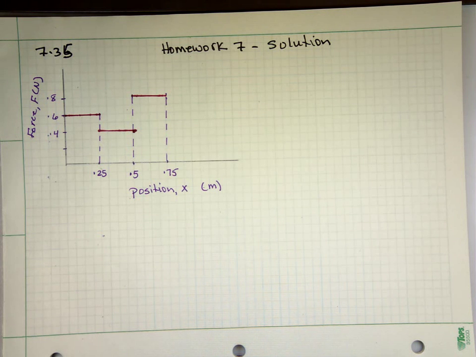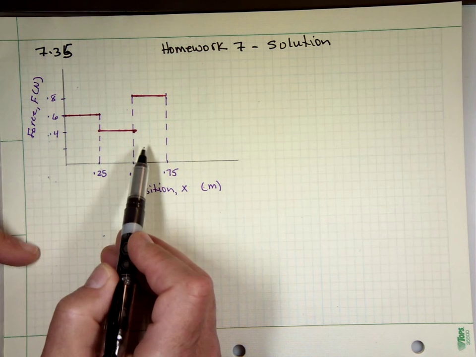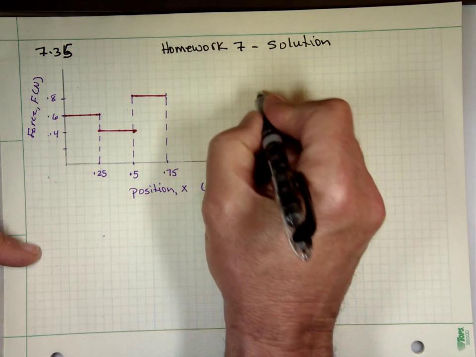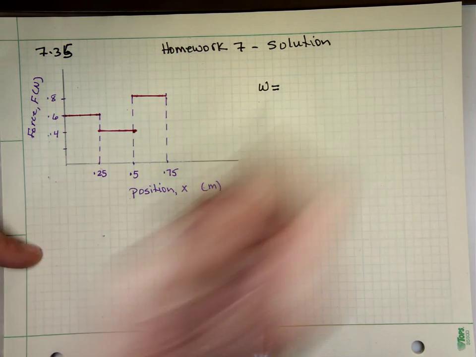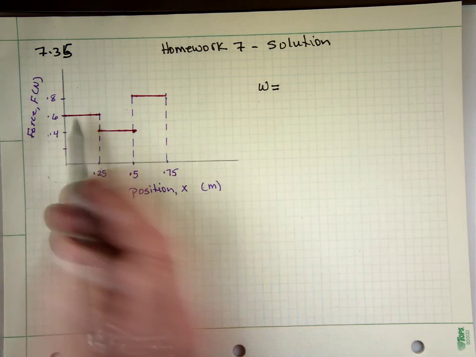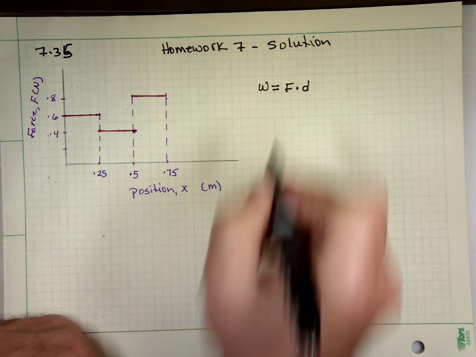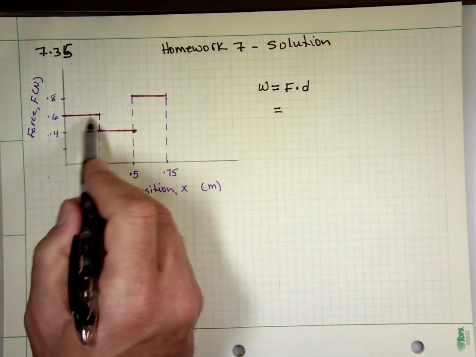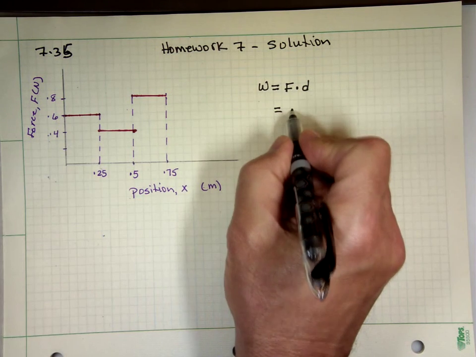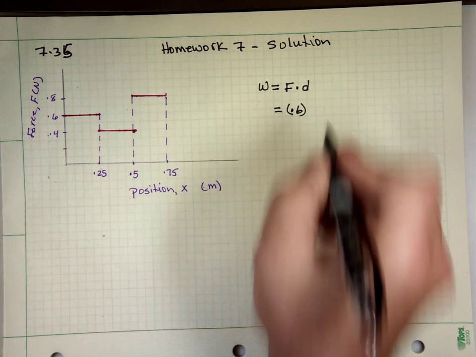The question is how much work is done by the force. Well, let's find out how much work is done by each one of these. So the work is going to be, let's look at the first one. The force here is 0.6. It's constant. Work is force times distance. So the work during this segment is the force, which is 0.6, and the distance traveled, which is from here to there, and that's 0.25.